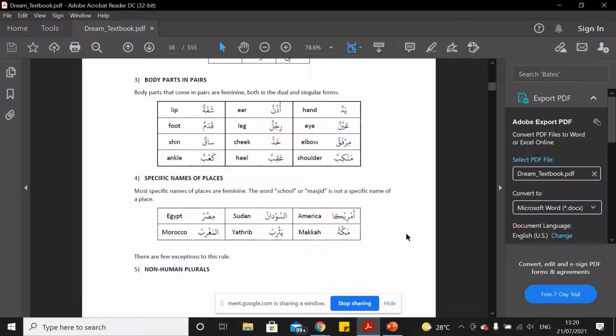So the word school or masjid is not a specific name of a place. We talked about the specific names of a place when we were doing flexibility. When we have a name of a country, a city, a school or a masjid, when we have given a proper name to a place, most of the time, not all the time, it is considered feminine. There are exceptions to some places, but for now we will consider the name of a place as feminine. In sha Allah ta'ala, when your knowledge and vocabulary grow, you will learn the exceptions, because in every language there are some exceptions, and the same is true in Arabic.